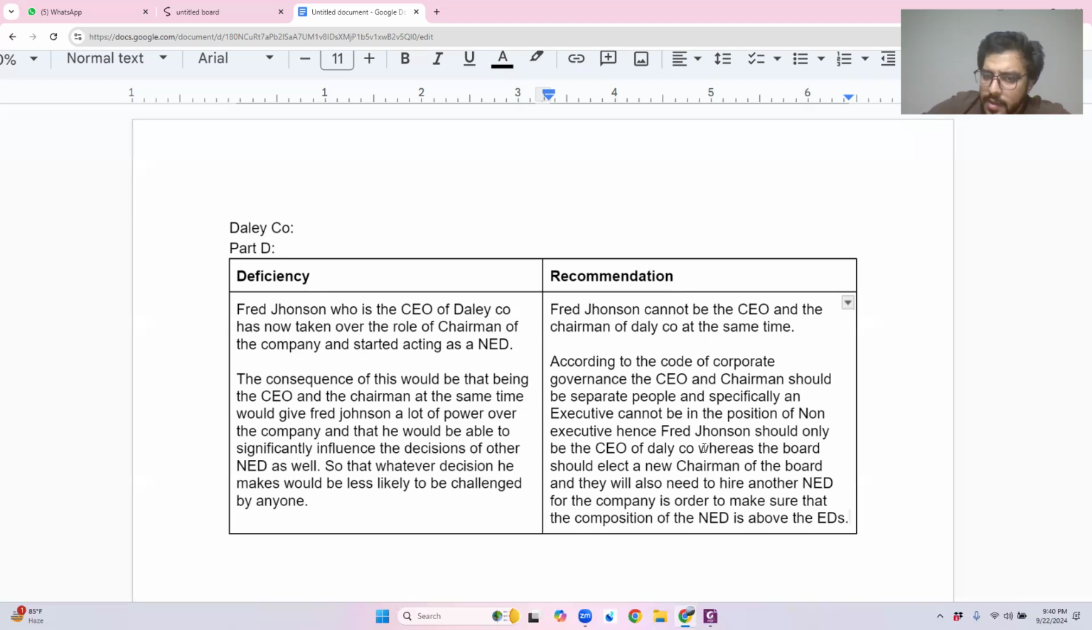In here, I haven't stated that they must hire a new non-executive director and then make him a chairman. No, I have not stated this. I have stated that the board should elect a new chairman of the board. And then after that, because a non-executive director has left the company, they need a new non-executive director as well. I have given them an option that you can still elect someone that is currently a non-executive and make him the chairman, but you still need a new non-executive director within the board as well. Understood?